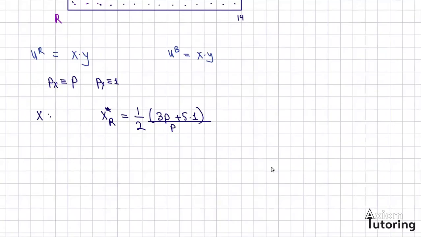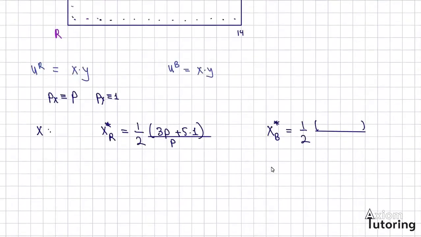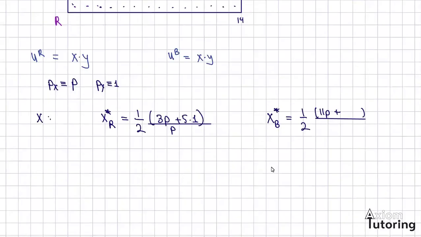What about Ben? What does Ben do? Well, Ben does the same. He will spend half of the monetary value of his endowment. What did we say he has? He has 11 times P plus 5 times 1. He will spend that on X. So we'll divide this by P. Okay. And this will be the optimal demands for Revi and Ben for infinitely many possible prices.